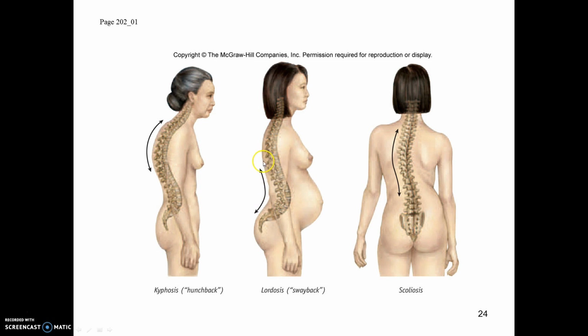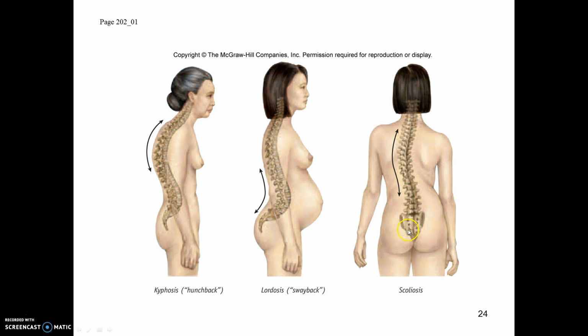A lordosis, you can see here, is an exaggerated anteriorly convex curvature and most often seen in the lumbar region. So we usually associate lordosis with the lumbar curvature. This curvature results from obesity or pregnancy, where the abdomen protrudes forward, and to balance that weight, the buttocks protrude backwards in the posterior direction.